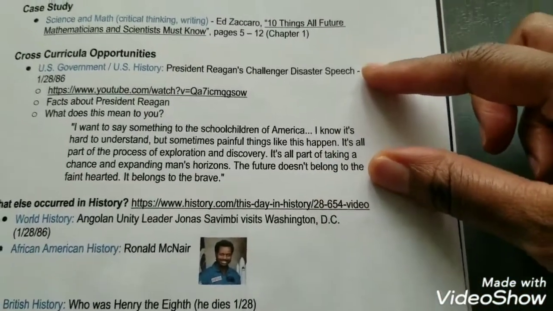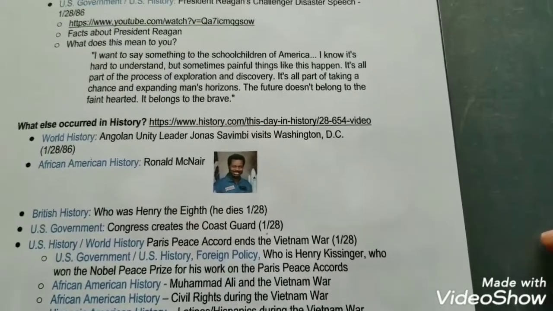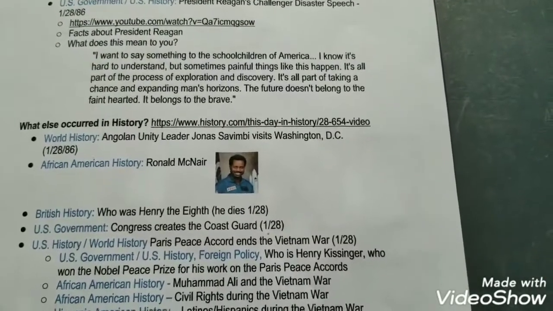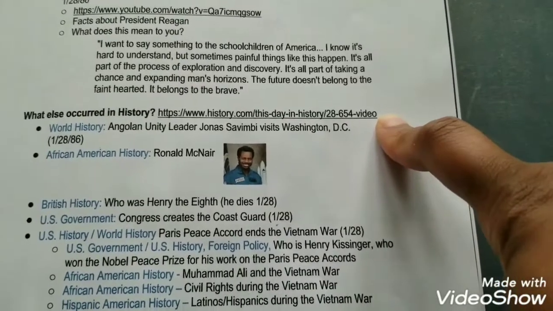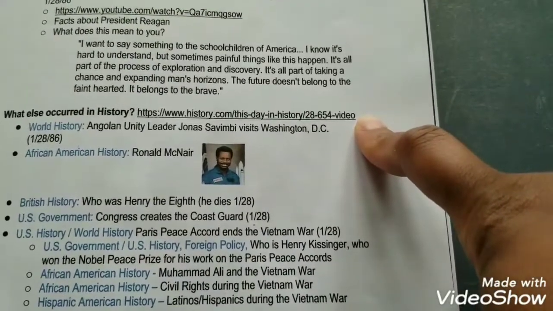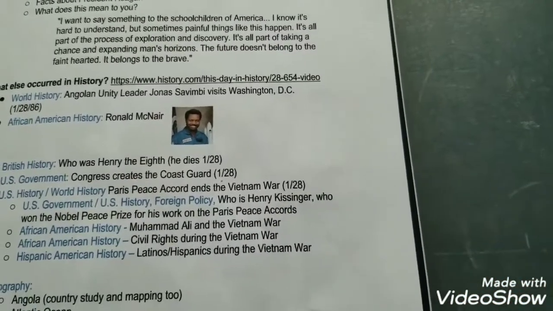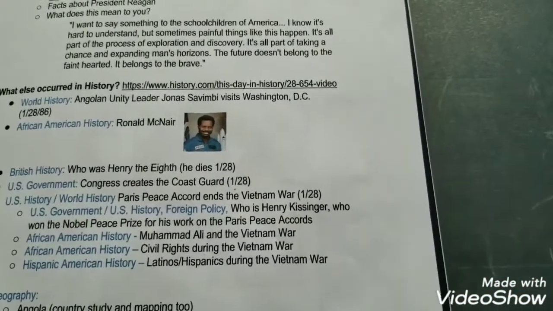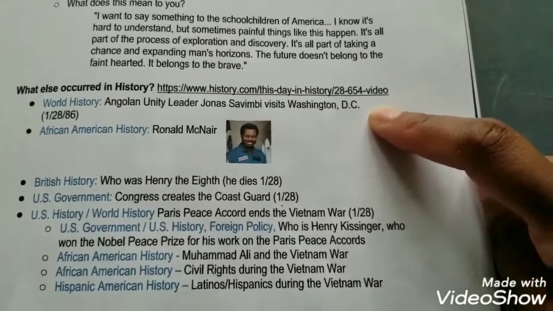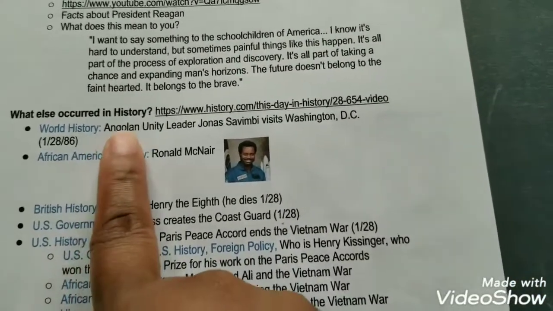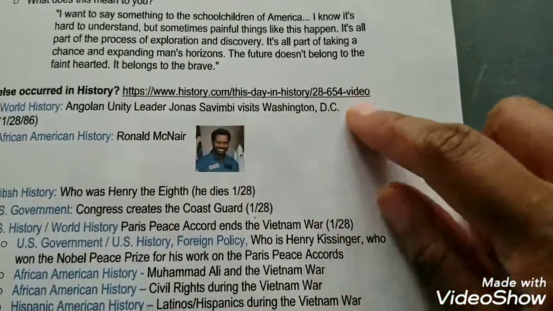This here is government. For world history, I said, what else was going on in history when this event took place? So here is a quick video that tells you everything that took place in history around the world. And I pulled some ideas out of that quick video to dive deeper into. So if we wanted to talk about world histories, for me specifically African studies, we're going to talk about the Angolan unity leader that visited Washington on that day.